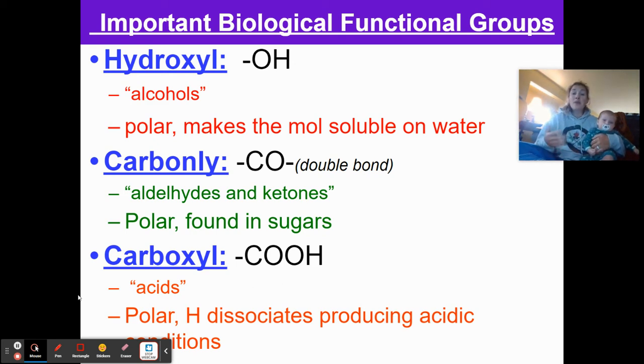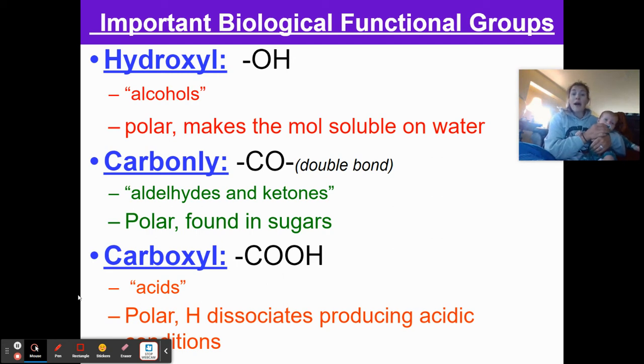Okay, so the next one is a C double bonded to an O. That would be a carbonyl. And these are things like aldehydes and ketones. These are also polar molecules. What polar means is that those molecules are attracted to water. So they have like a magnetism to them. Anything that's like an aldehyde or a ketone is going to be a byproduct of digesting a sugar.